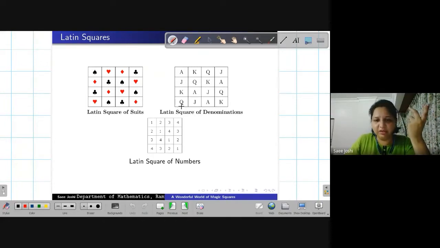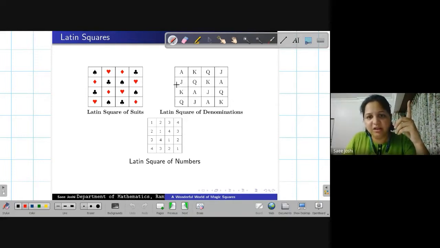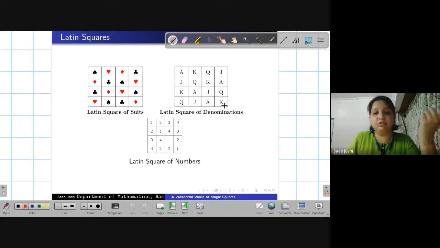Even this Latin square of denominations, meaning ace, king, queen, jack, has in the first row ace, king, queen, jack. In the first column also ace, king, queen, jack occur exactly once. Same goes for the diagonals also here. Ace, queen, jack, and king occur exactly once along this diagonal as well as along this particular diagonal. So this is called a Latin square.